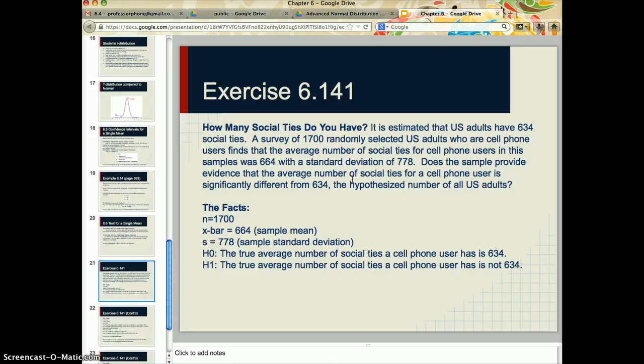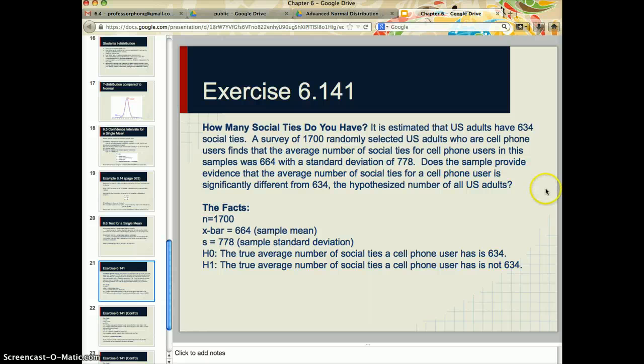I'm actually not going to do an example worked out in the book. I'm going to do exercise 6.141. How many social ties do you have? From other means, it was determined that U.S. adults on average have 634 social ties, and we wanted to know if cell phone users have a different number of social ties. 1,700 people were surveyed who own cell phones, and the sample mean was 664 social ties with a sample standard deviation of 778 social ties.